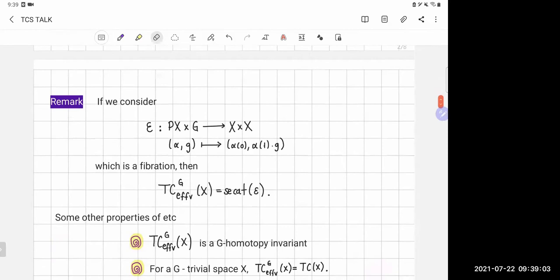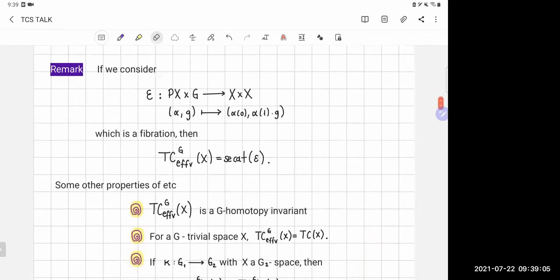Here we have some other remarks. So if we consider epsilon, the map from the path space cross the group to X cross X given by this expression, epsilon takes as input a curve and an element of the group and turns back the initial point of the curve and the translation by the element of the group of the final point. This map is a fibration, and we have that the effective TC agrees with the sectional category of the map.